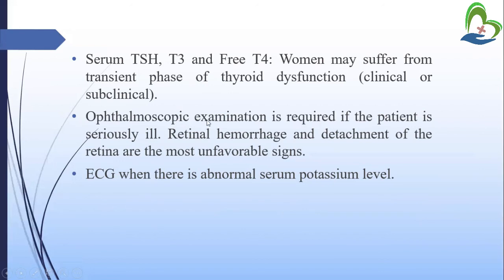After that the ophthalmoscopic examination is required if the patient is seriously ill due to hyperemesis gravidarum. We do the ophthalmoscopic examination because retinal hemorrhage or detachment of the retina are the most unfavorable signs that the mother has very severe hyperemesis gravidarum, so there are chances of retinal hemorrhage or detachment of the retina. And ECG when there is an abnormal serum potassium level: if the potassium level is abnormal, we have to get an ECG done.